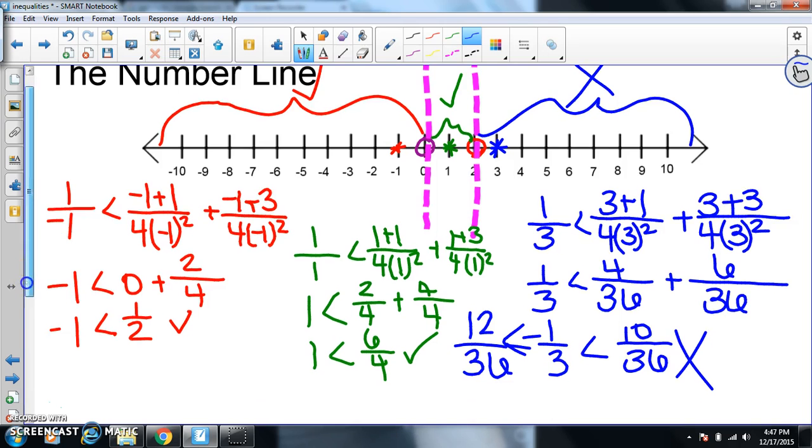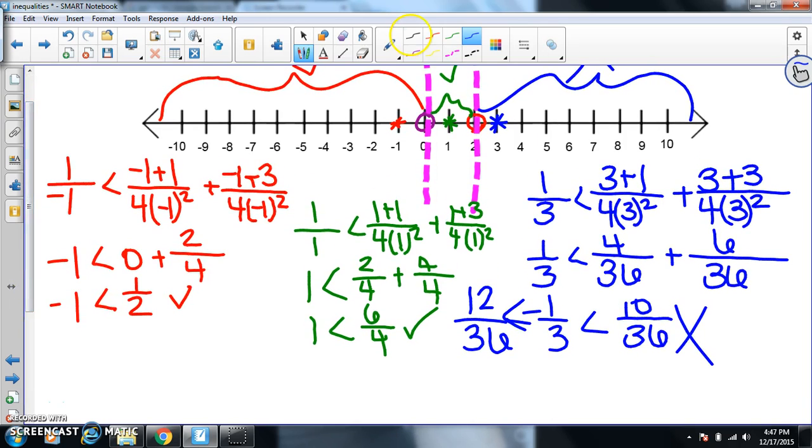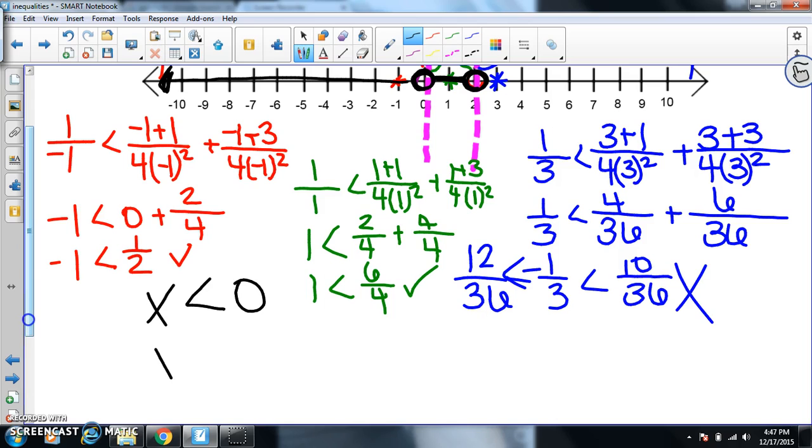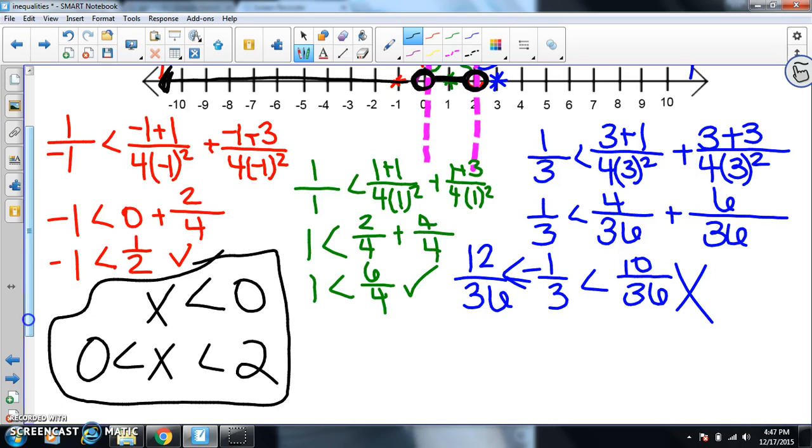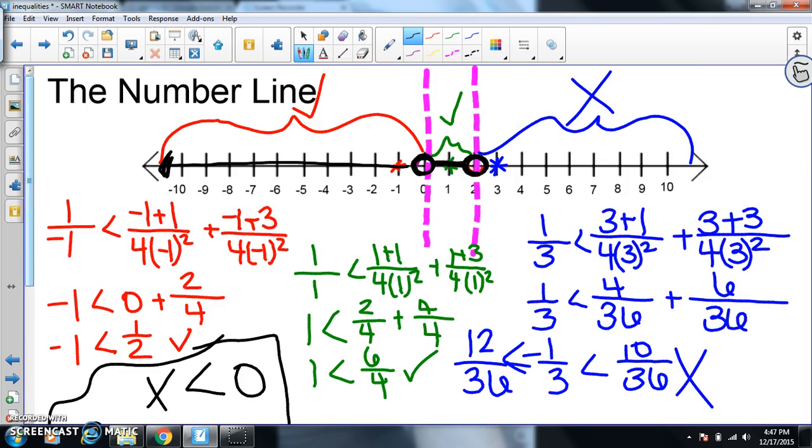Our final answer, or the solution to the problem, would then be, we are less than 0, and we are in between 0 and 2. So to write out those inequalities, I want n to be less than 0, or I want n to be in between 0 and 2. That is your solution and answer to the problem.